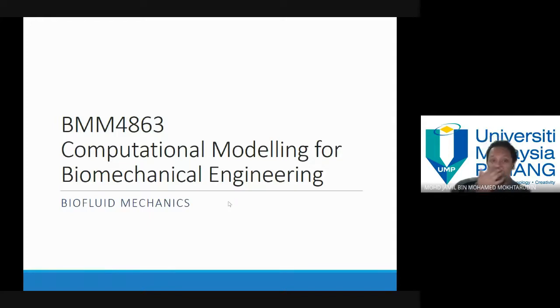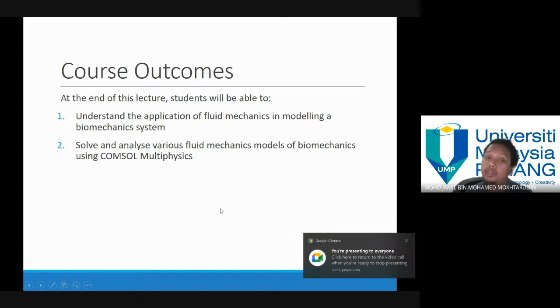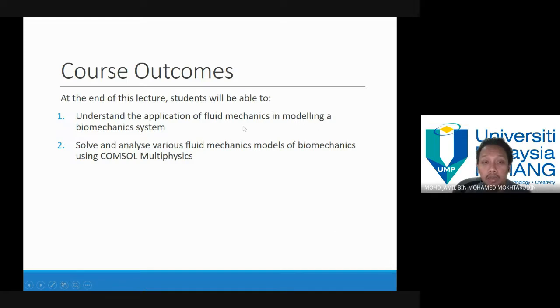So let's look at biofluid mechanics. At the end of this lecture, you will be able to understand the application of fluid mechanics in modeling a biomechanics system, and solve and analyze various fluid mechanics models of biomechanics using COMSOL Multiphysics.